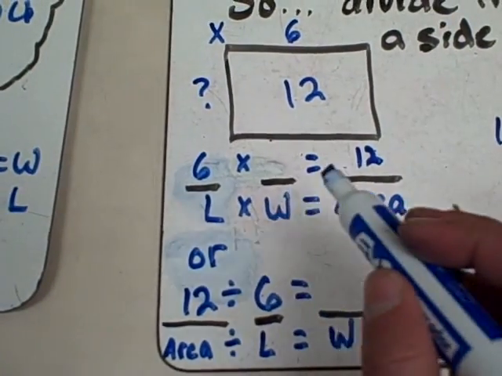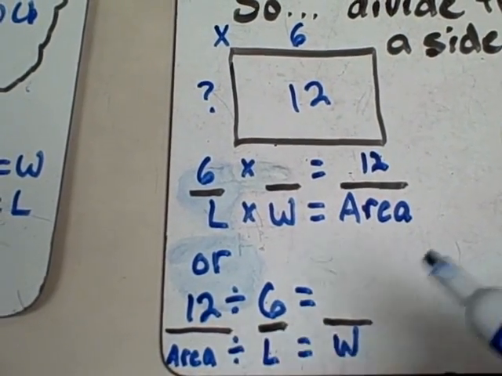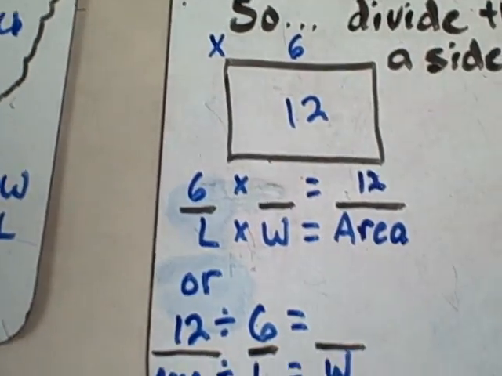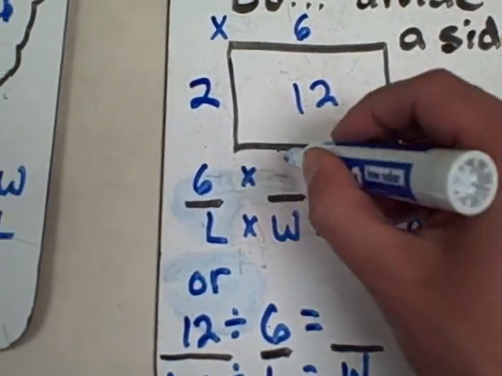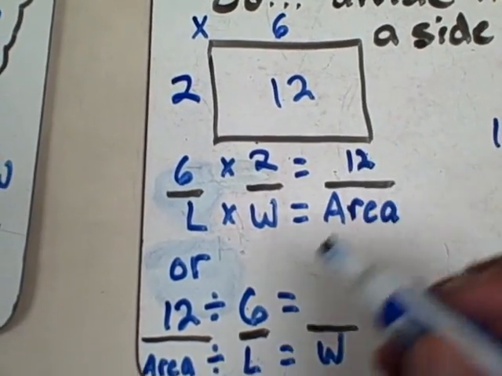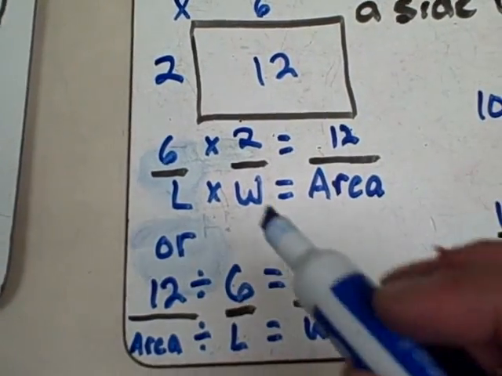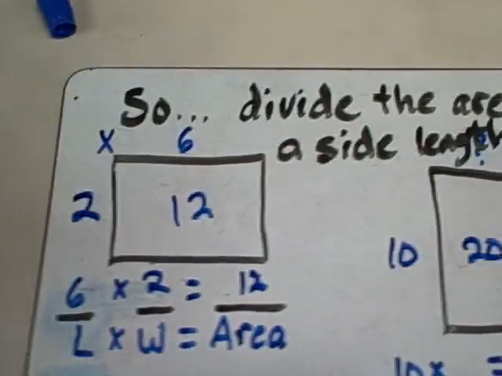Some kids think about it as multiplication and they just fill in the blank, and some kids are better at turning it into a division strategy. Either way, the answer is going to be 2. 6 times 2 equals 12, and 12 divided by 6 equals 2. So no matter which way you do it, your width becomes 2. Okay, let's try one more.